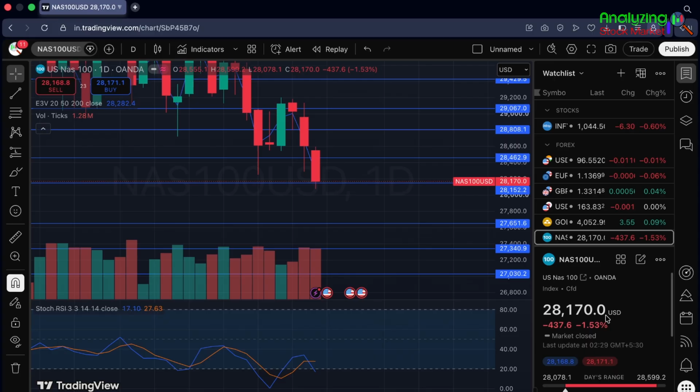I'll also be marking some important support zones and resistance zones which will help you to take better stop loss and target levels according to your bias for this week. So do mark these levels on your chart as well. And now let's talk about my opinion here in NASDAQ 100.